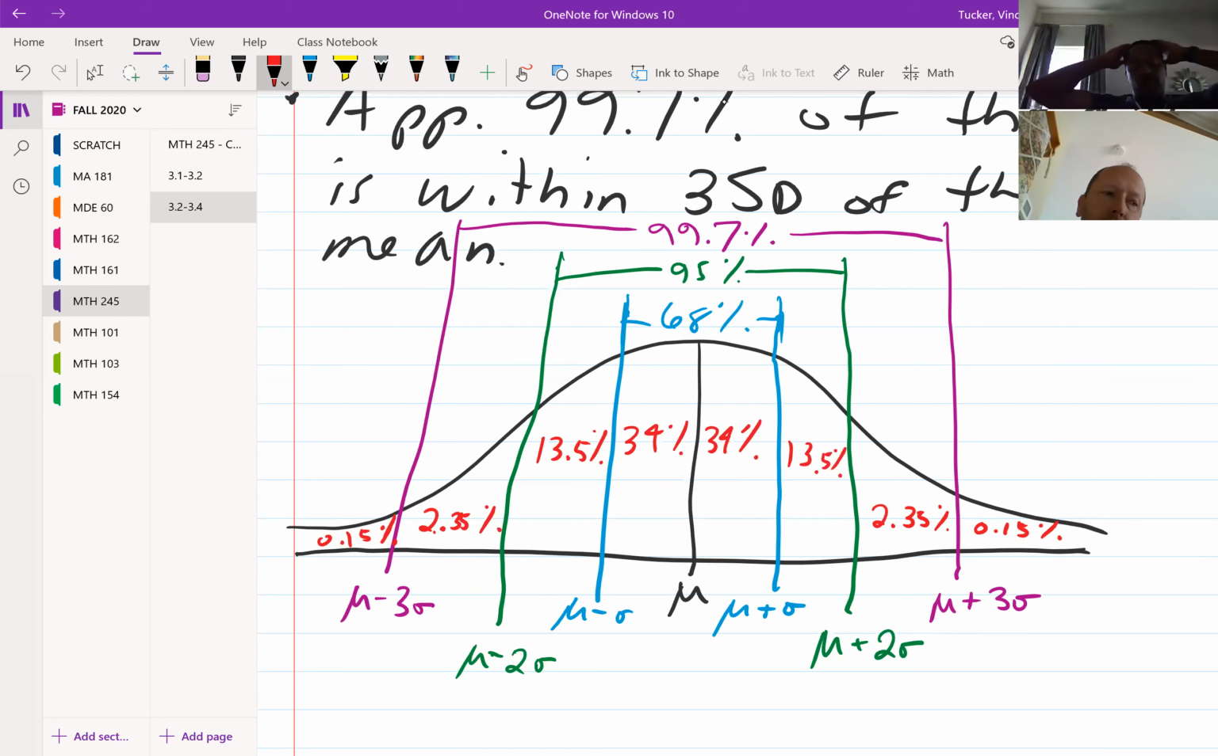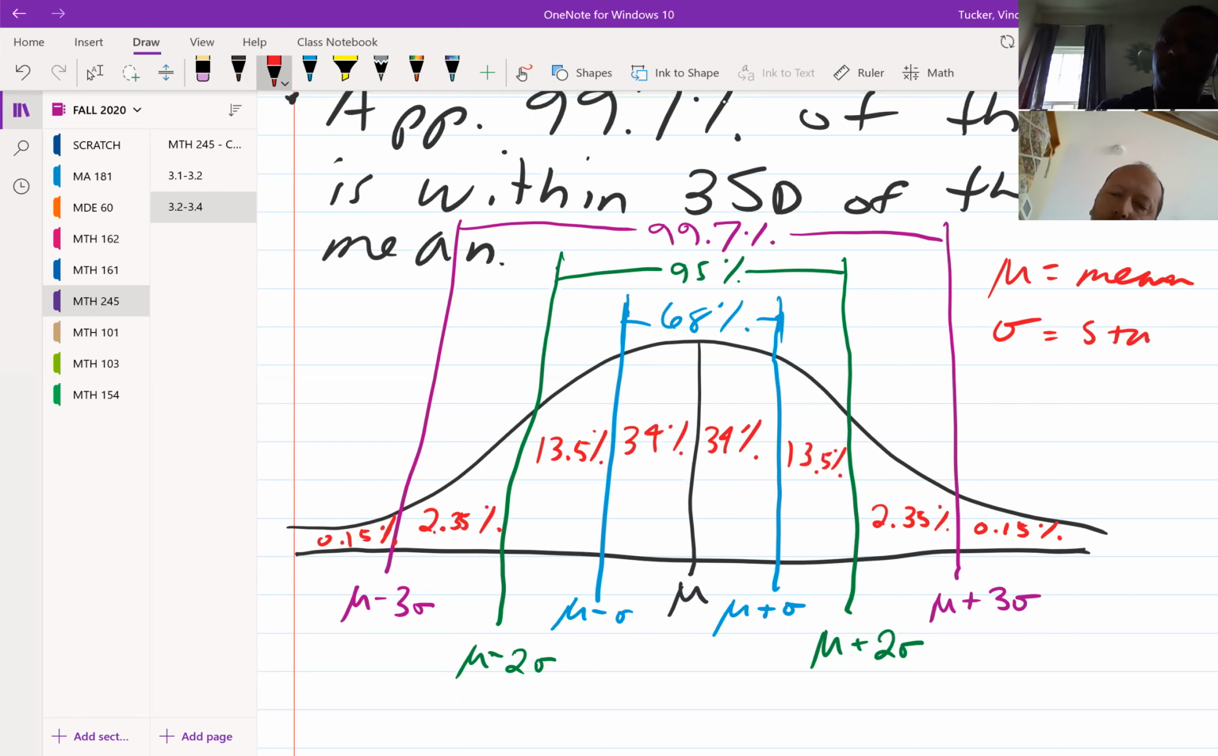All right, so here we have our normal distribution. We talked about normal distribution before. We have our mean, which is in the middle. Mu, Greek letter mu, is our mean. Greek letter sigma is our standard deviation. And so we have our mean in the middle.